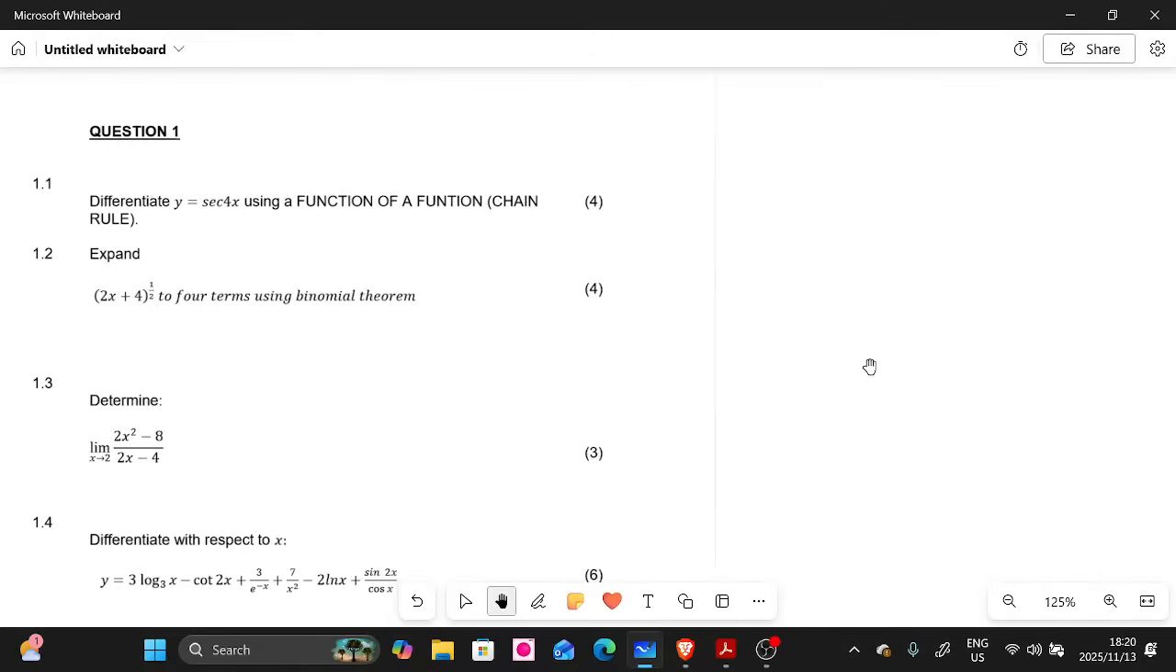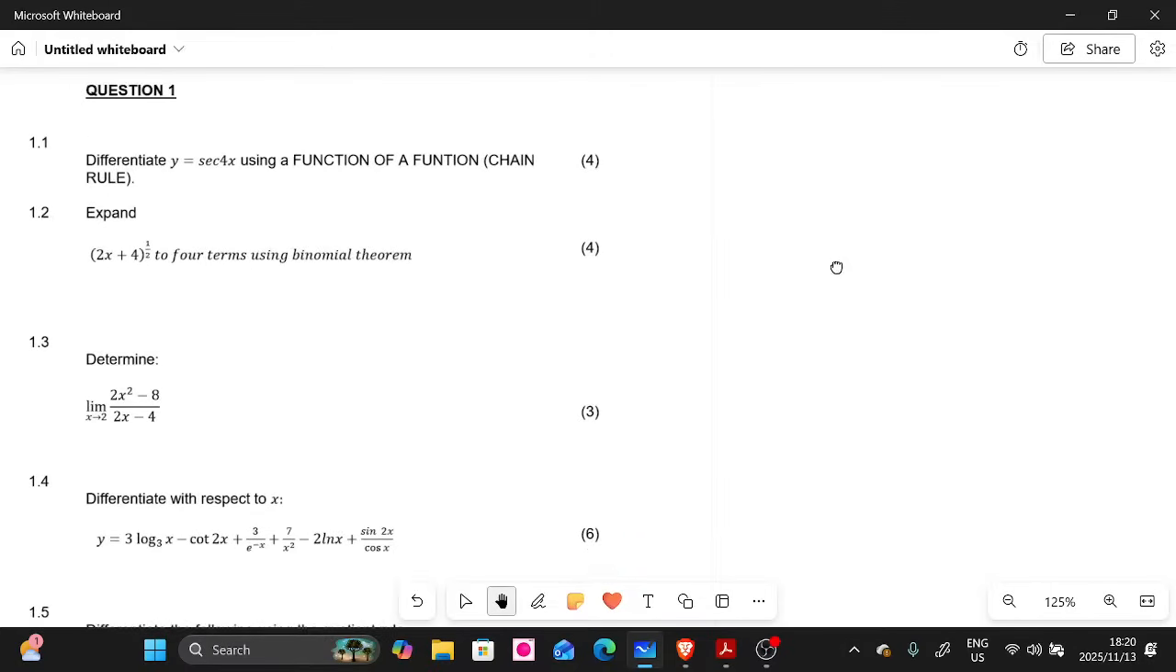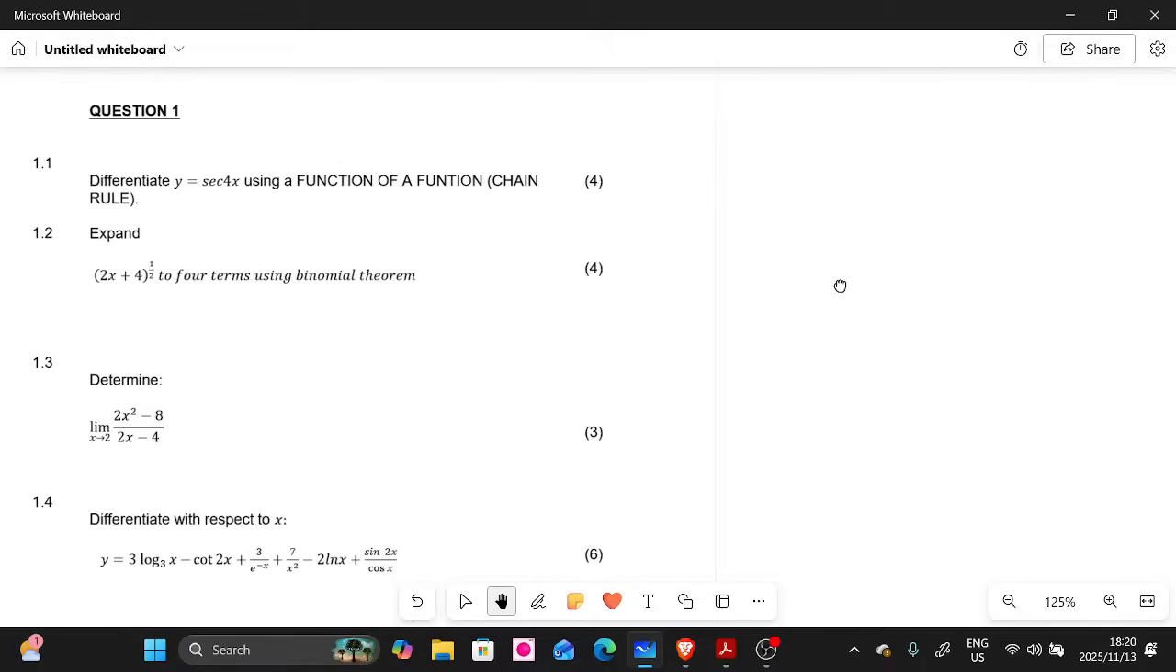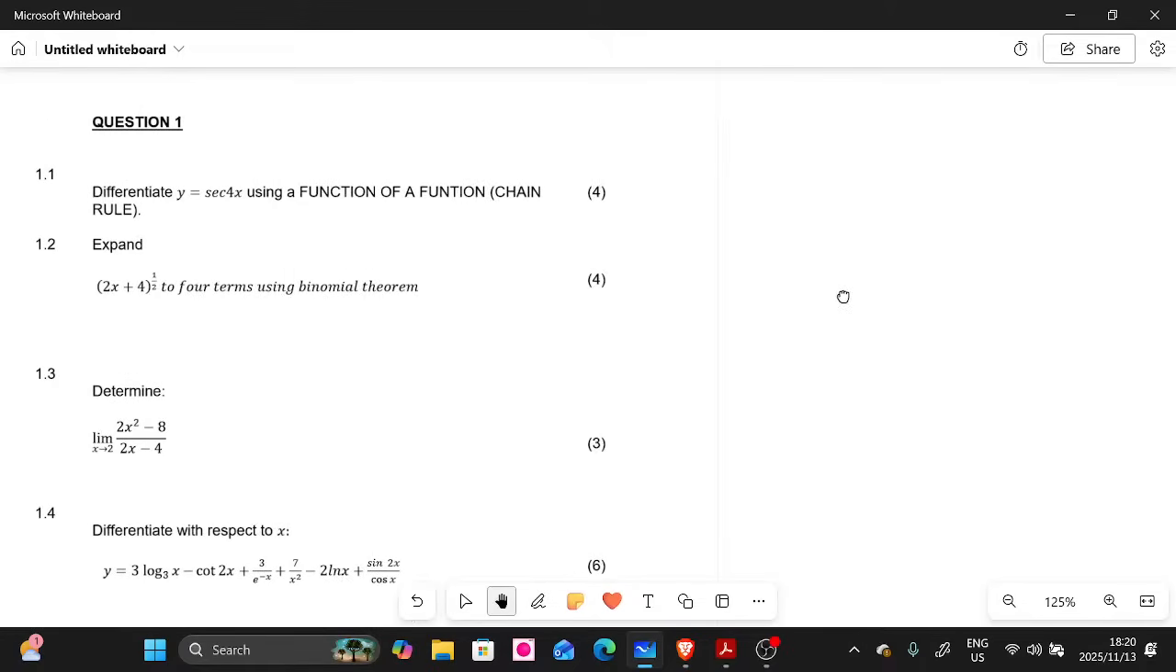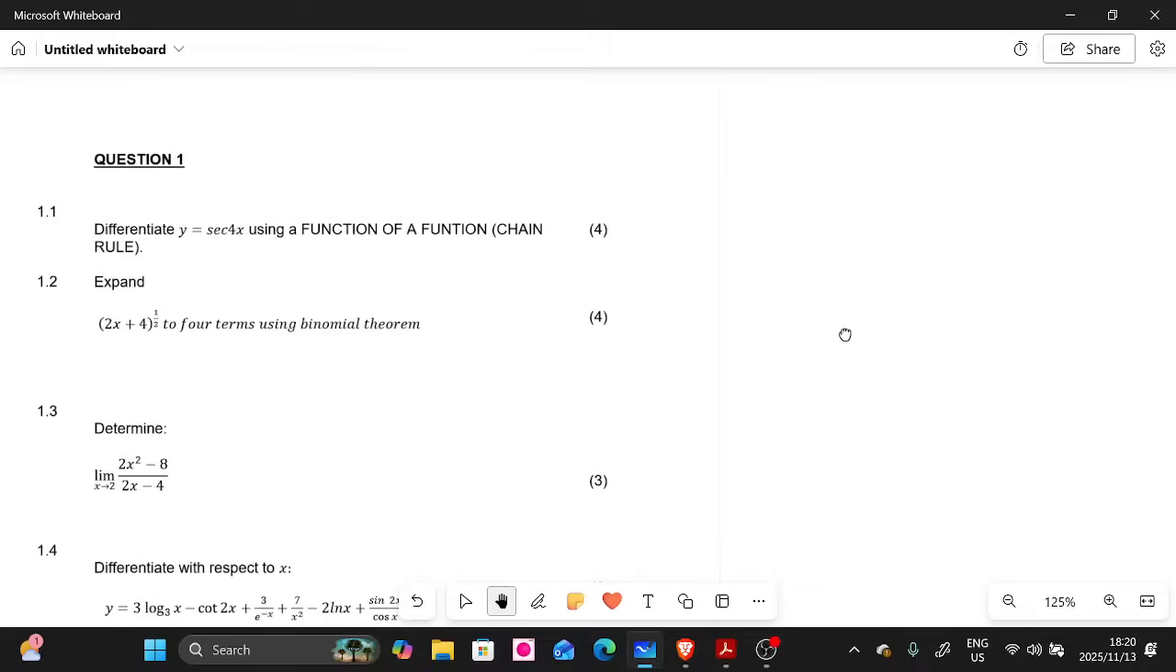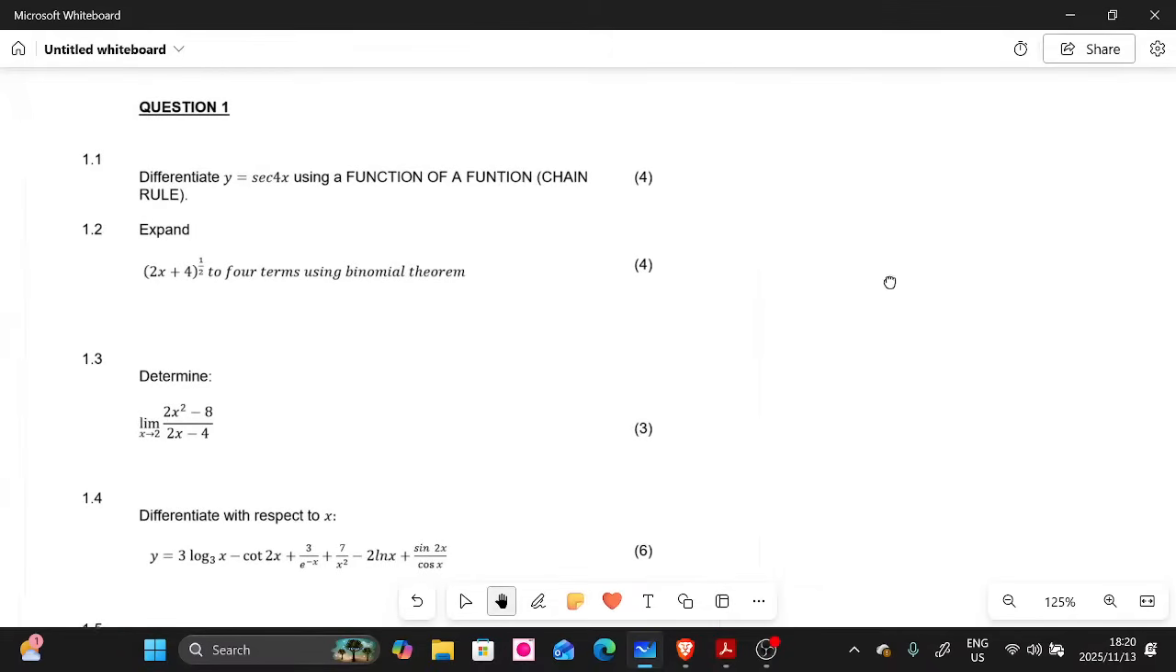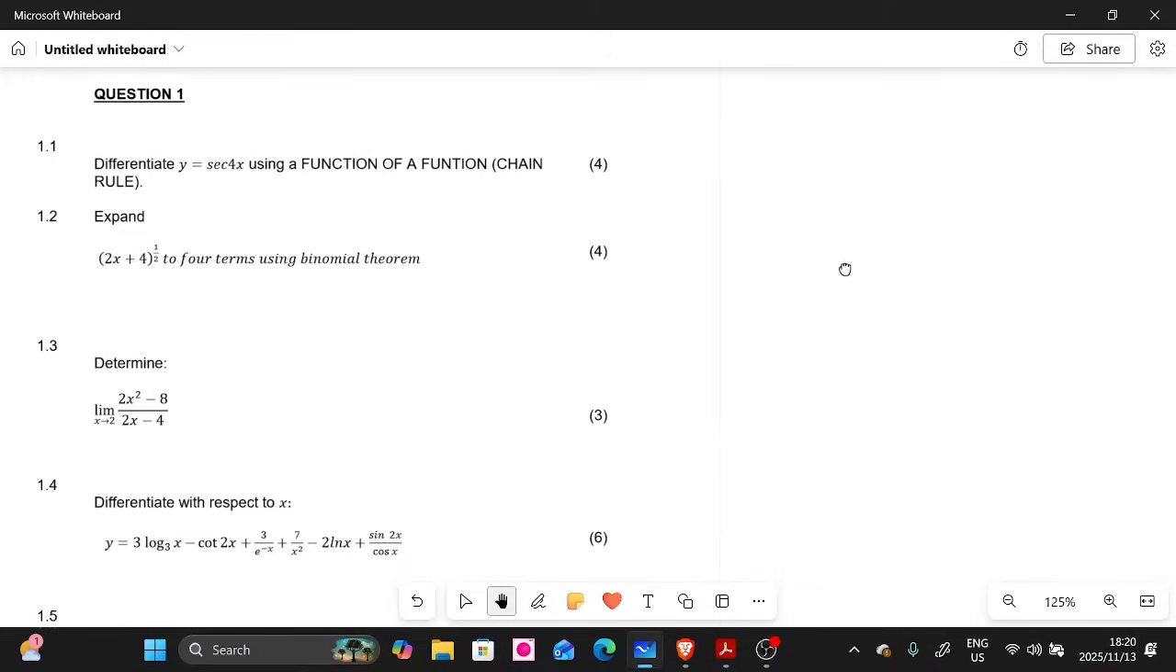So here is our question 1 there. Now, this question 1 is based on differentiation and calculus. So it's different from Free State and Gauteng. Here they have question 1 as the calculus and differentiation.